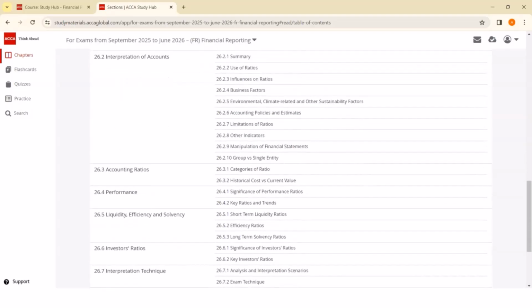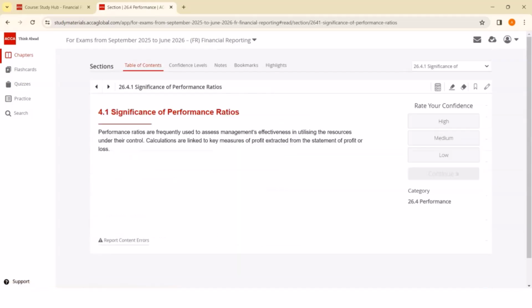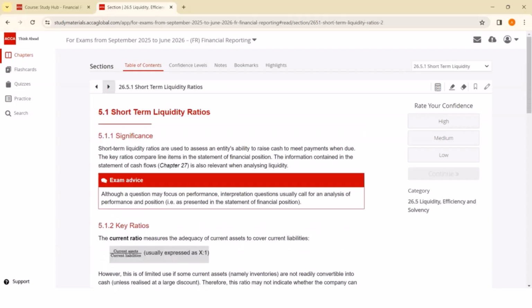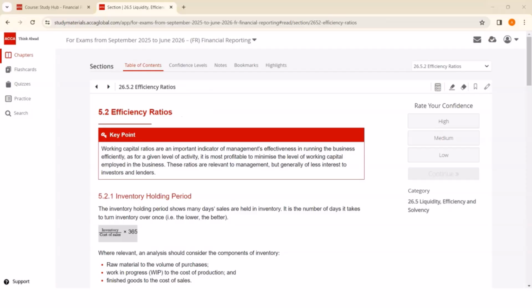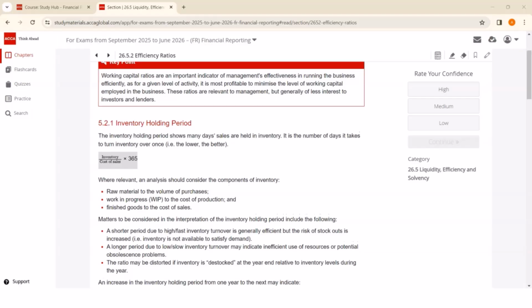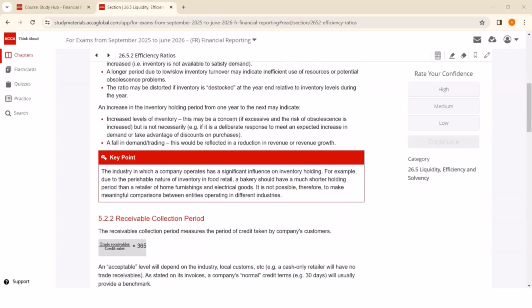Now, in case of the interpretation of accounts, we can see that different types of ratios are being discussed over here. For us, we are going to focus on the performance ratios. Within the performance ratios, there are multiple categories which talk about the different ratios and their trends. Here we are going to look at efficiency ratios that we have just covered. You can see there is a description with respect to what an inventory holding period is, its formula, its components, and the possible reasons of increase and decrease mentioned over here also.